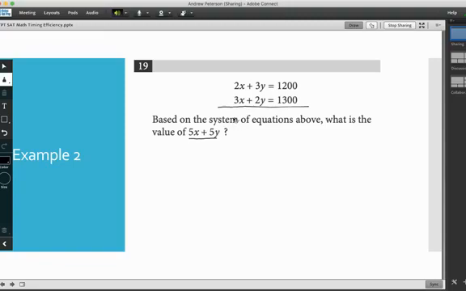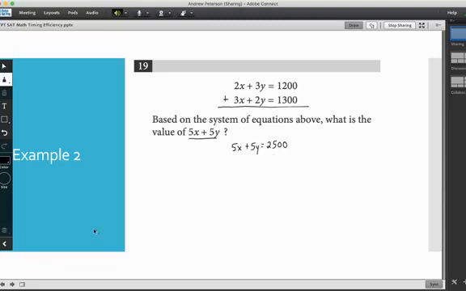But I've got better news for you. We're not going to do all this work and spend all this time, because if we're trying to find 5x and 5y, notice that we can just add these two equations together immediately. 2x and 3x gives us 5x, 3y and 2y give us 5y, and then 1200 and 1300 added together give us 2500. This is the solution to the question, and it's the same solution you would get if you solved for x and y independently, multiplied both of those by 5, and added them together.